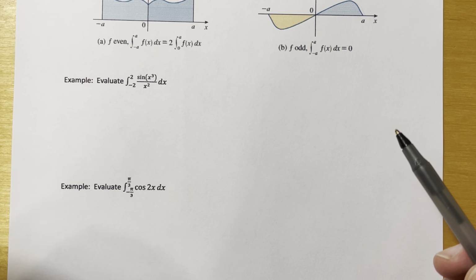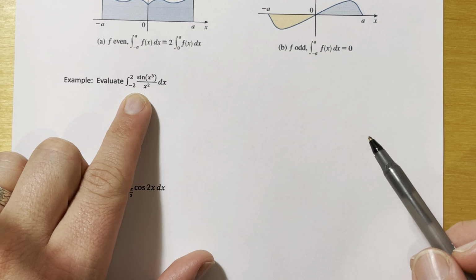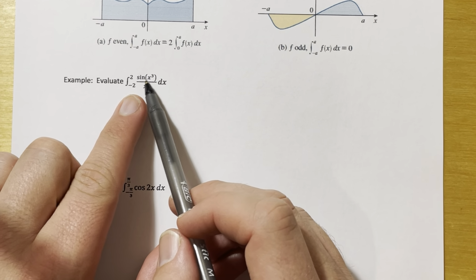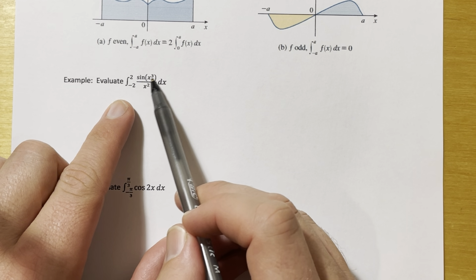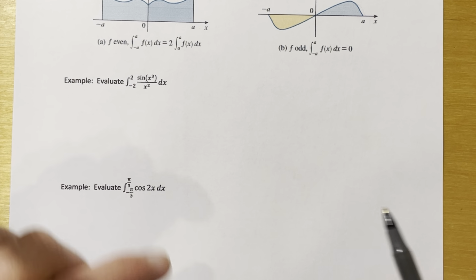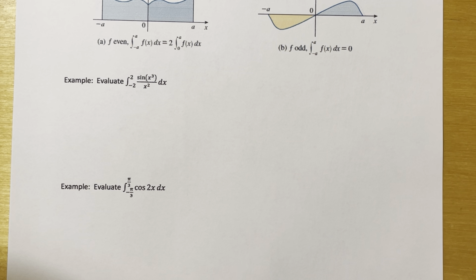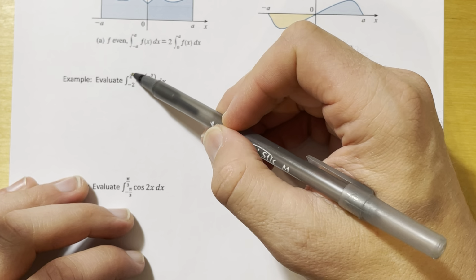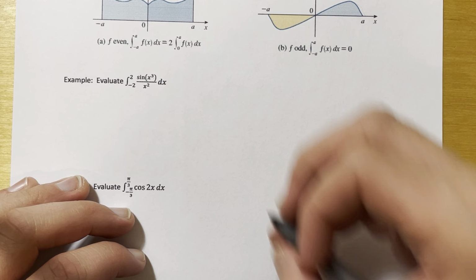Okay? So let's do a couple of examples. I would like to evaluate the integral from negative 2 to 2 of sine of x cubed over x squared. The fact that I'm going from a negative 2 to a positive 2 is what allows me to start thinking about this symmetry. We need to have limits of integration that are opposites of each other.